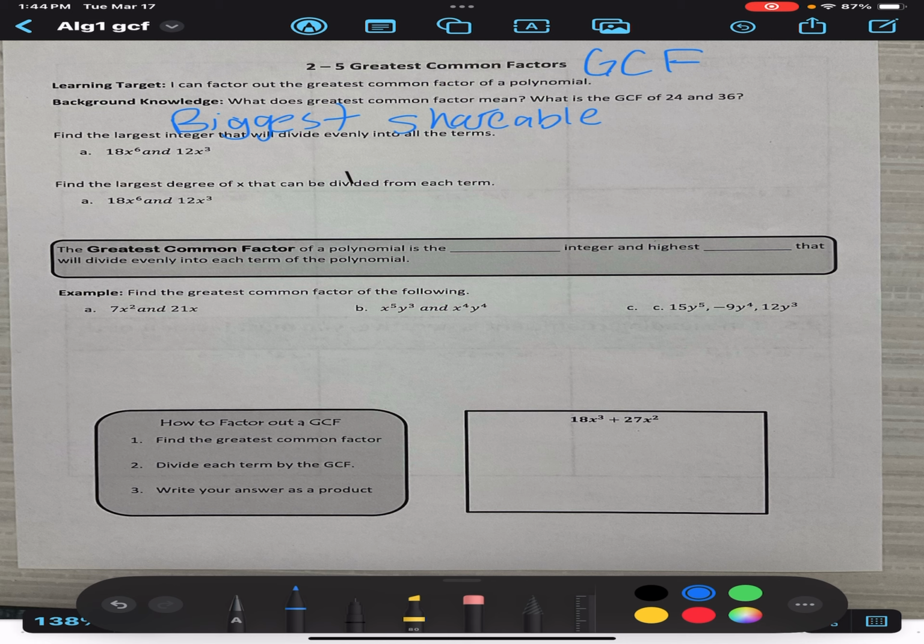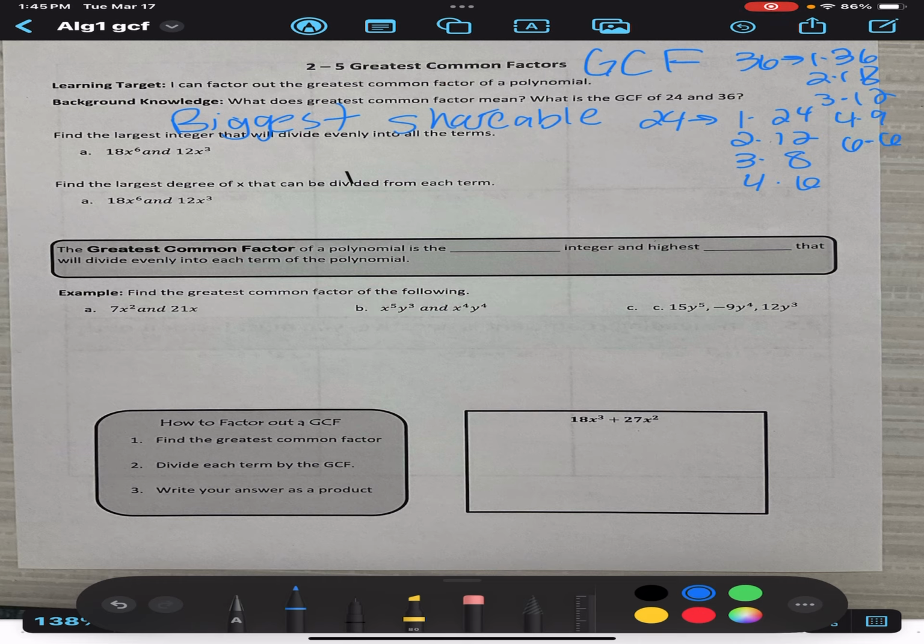So think about the numbers 24 and 36. The factors of 24 are 1 and 24, 2 and 12, 3 and 8, 4 and 6. The factors of 36: 1 and 36, 2 and 18, 3 and 12, 4 and 9, 6 and 6.